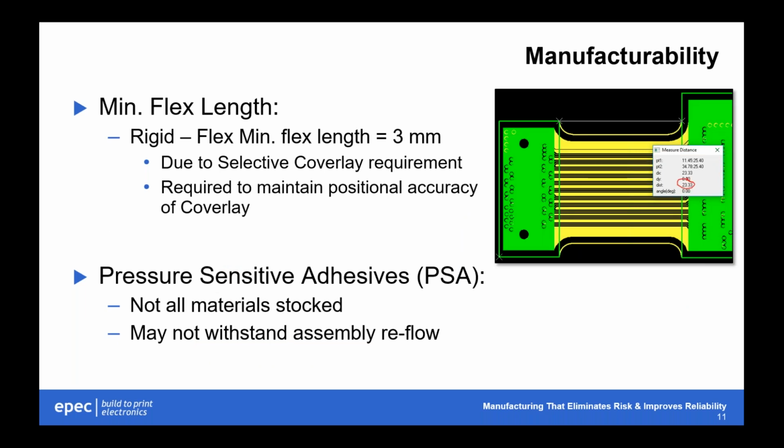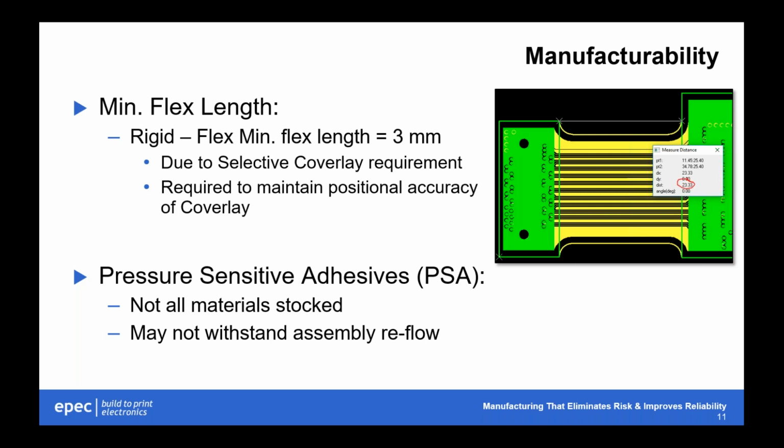A couple of additional items when it comes to manufacturability is the minimum flex length that can be manufactured. This flex section requires coverlay to be laminated onto it. As such, in order to maintain the positional accuracy of the coverlay, there is a practical 3 millimeter length limitation. We've also seen that designs that do have flex lengths of less than 3 millimeters typically can't achieve the bend requirements that the customer requires. So it comes into play in two areas.